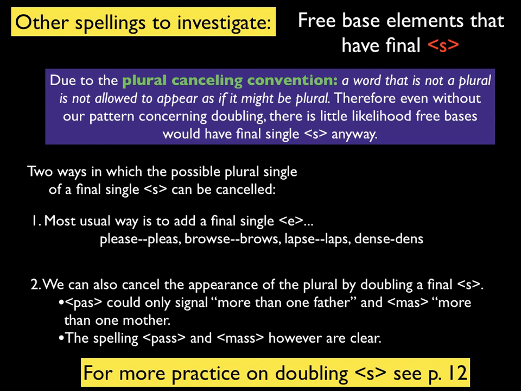We can also cancel the appearance of the plural by doubling a final S. This I thought was very interesting. I just didn't see it this way in my mind, but the word PAS or MAS could be confused with talking about more than one father or mother because the S on the end indicates it's plural. So clearly, by adding a double S to these two words, we have very different vocabulary words and different spellings. There's more work on the doubling of S on page 12.